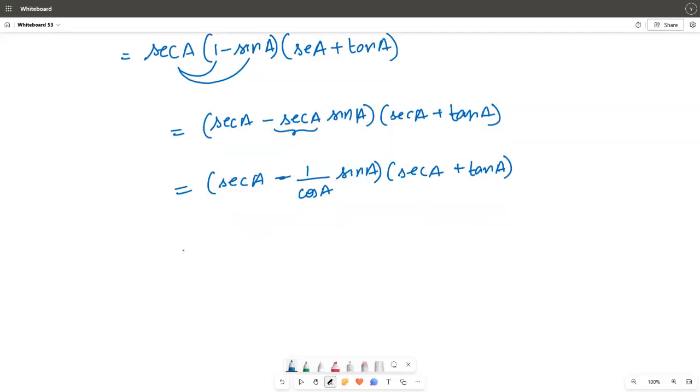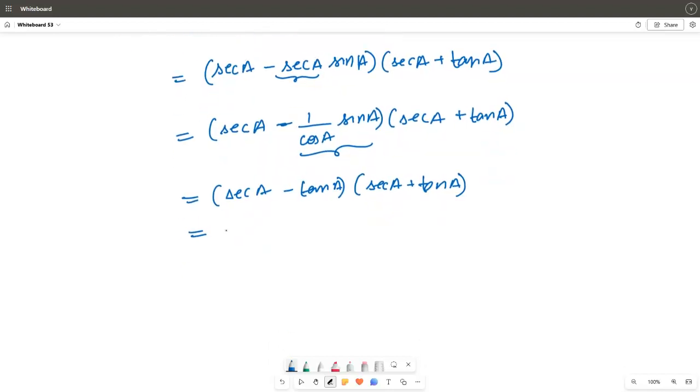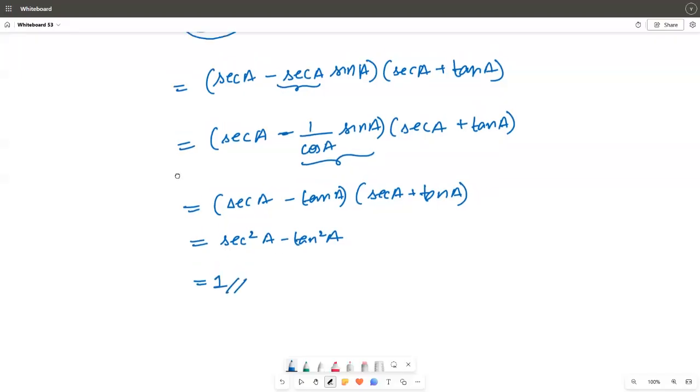We know that sin A by cos A equals tan A, so the secant A would remain the same. This sin A by cos A is equal to tan A, into (secant A plus tan A), and we have (A plus B) into (A minus B) here. (A plus B) into (A minus B) is equal to A square minus B square. So we have secant square A minus tan square A, and by properties, secant square A minus tan square A equal to 1. That's it.